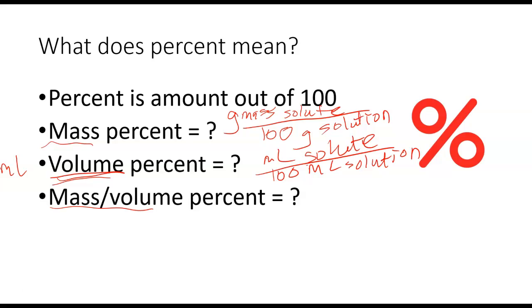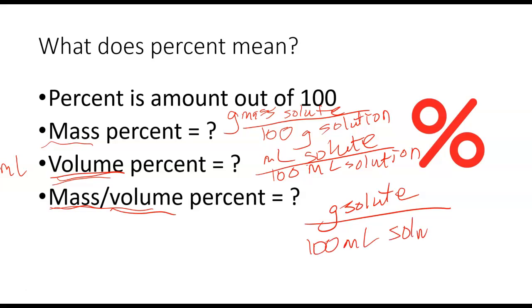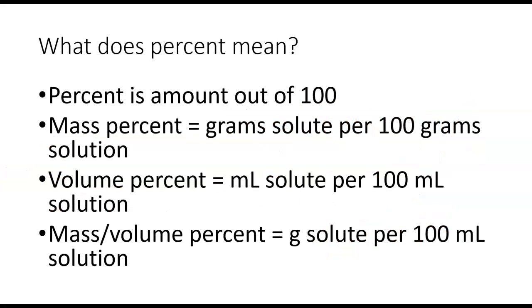And our mass volume percent, mass is grams, volume is milliliters. So it's just grams solute for every 100 milliliters of solution. It's just a nicer way of seeing each of these. So grams solute per 100 gram solution and so on.